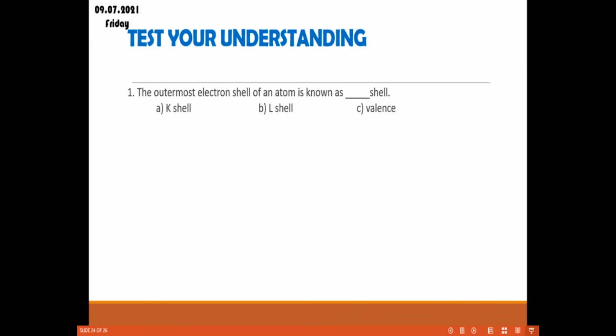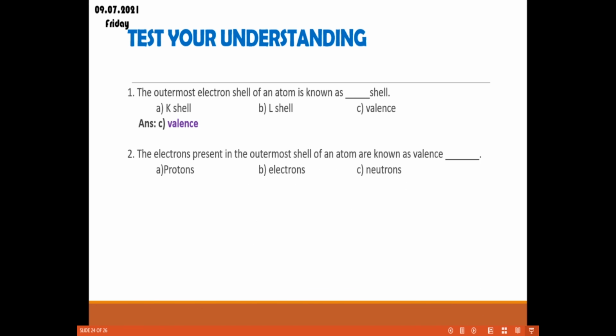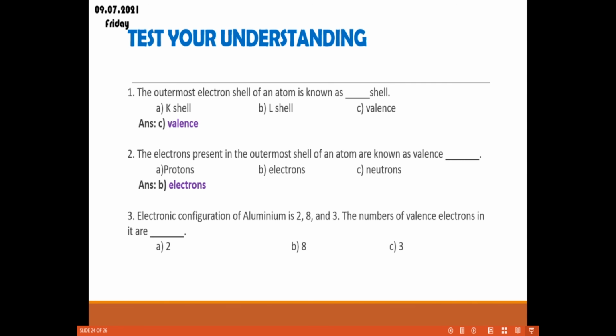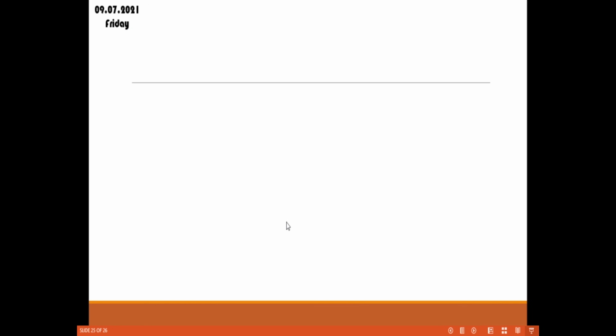The outermost electron shell of an atom is known as the valence shell. And the electrons present in the outermost shell of an atom are known as valence electrons. Okay, the electronic configuration of aluminum is 2, 8, 3. The number of valence electrons in it is: option A 2, option B 8, option C 3. The valence electrons of aluminum are 3, so 3 is the answer.